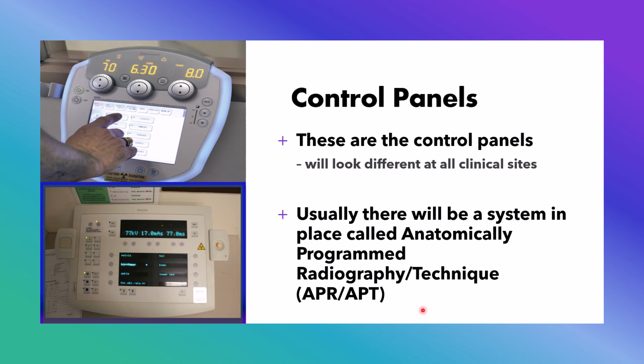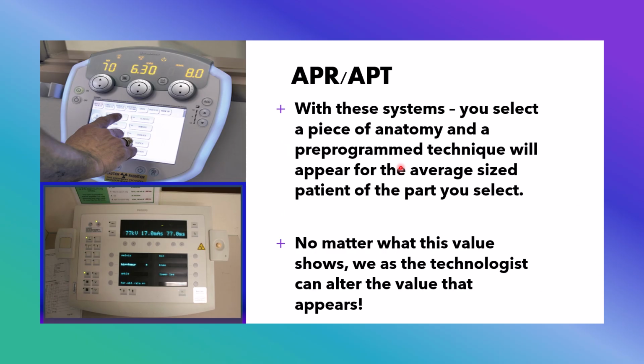If it has not been set up, then it will not give you a recommendation, but it gives you a recommended exposure for different size body parts, and it usually has baby, child, small adult, medium adult, or large adult. So you might see any of those on there to select. You select the piece of anatomy that's pre-programmed.